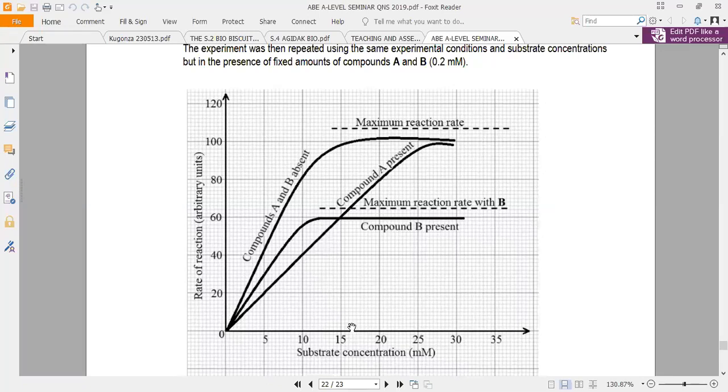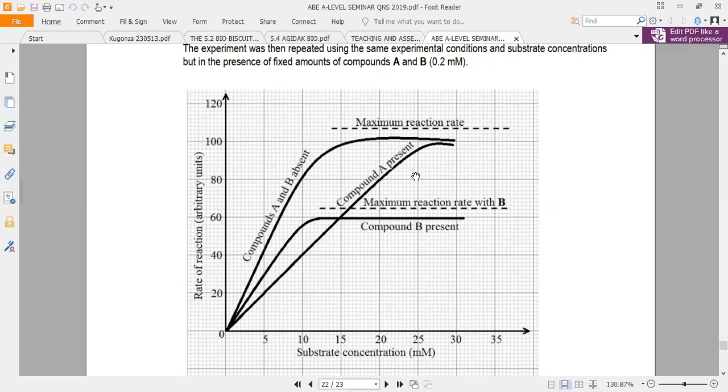Then from 10 to 15 mm, the rate of reaction increases gradually to a maximum, because at that point, other factors other than substrate concentration are starting to limit or to lower the rate of reaction. Then from 15 to 30, substrate concentration, the rate of reaction remains constant, almost near or slightly below the maximum reaction rate.